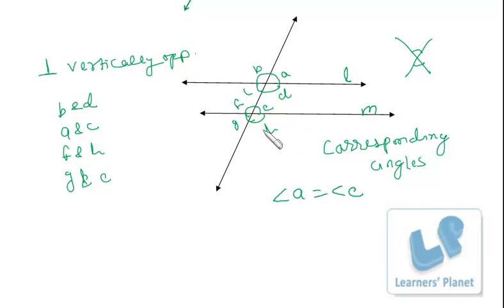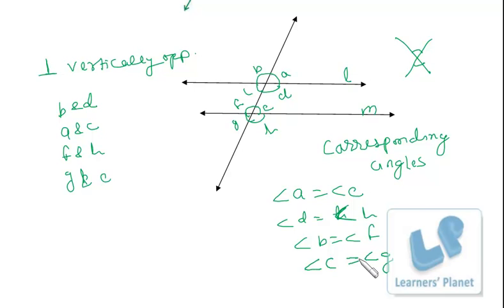Similarly, angle D is equal to angle H. For the same reason, corresponding angles are equal. Both of them are below these parallel lines. Similarly, on this side, angle B is equal to angle F. Corresponding angles are equal. Both of them are above these parallel lines. Then angle C is equal to angle G. So 4 pairs of vertically opposite angles, 4 pairs of corresponding angles, right?